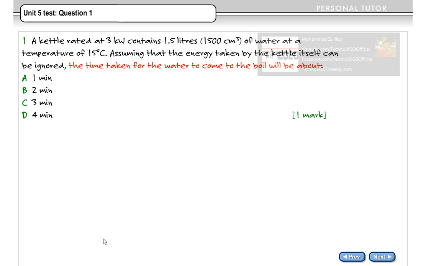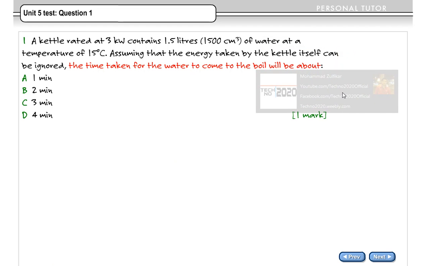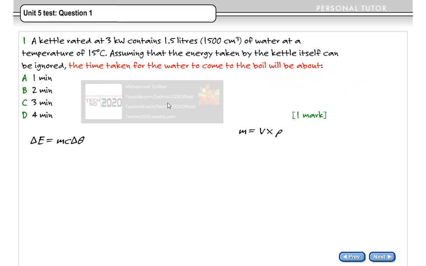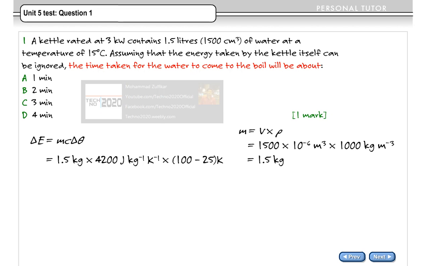The amount of energy needed to heat m kilograms of a substance through a change in temperature of delta theta degrees is given by the expression shown here, where C is the specific heat capacity of the substance. The mass of the water is found by using the fact that mass is equal to volume multiplied by density. Remembering that 1 degree Celsius has the same magnitude as 1 Kelvin, we can substitute into the energy equation to get this expression. And the energy required works out to be 472,500 joules.